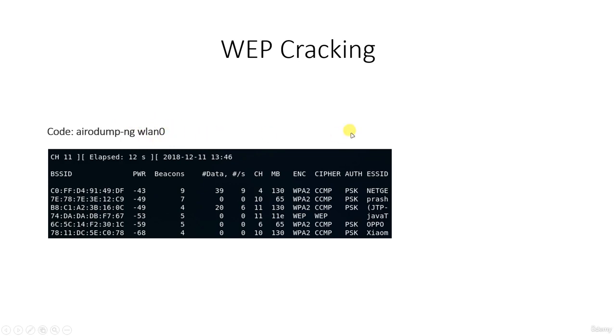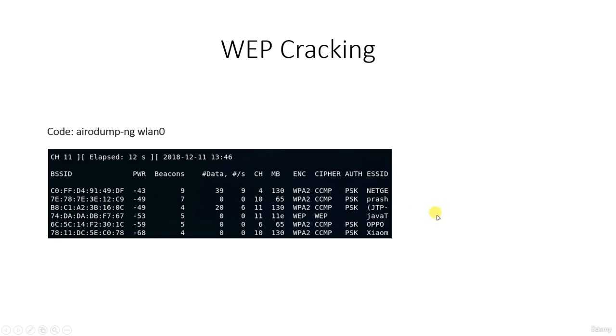So just run this command to see all the networks that are within our Wi-Fi range, and then we will target one of those networks. Here wlan0 stands for the interface, and the following output will be displayed by executing this command. In this, the fourth network has come up, the Javatpoint network. So this one, as you can see, is WEP.